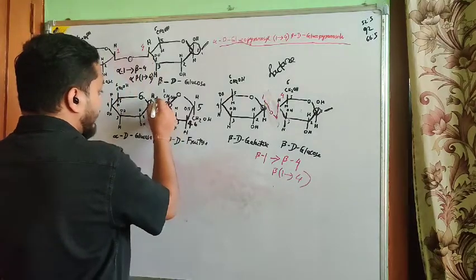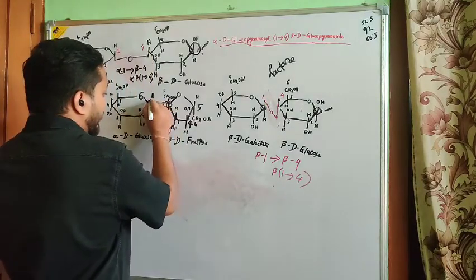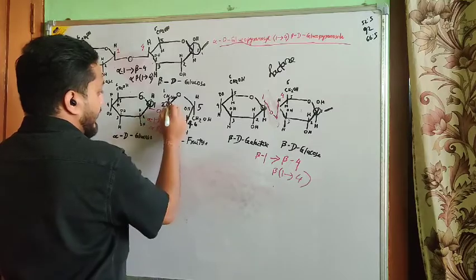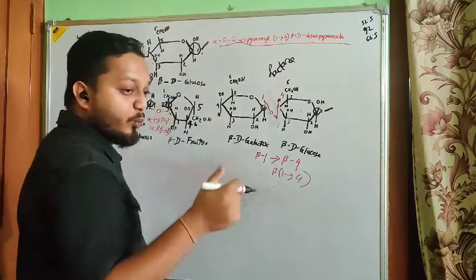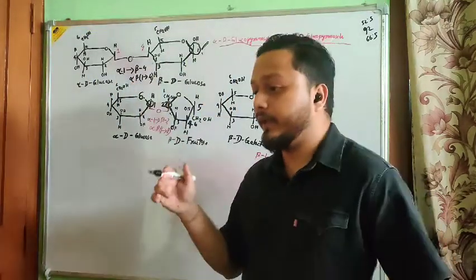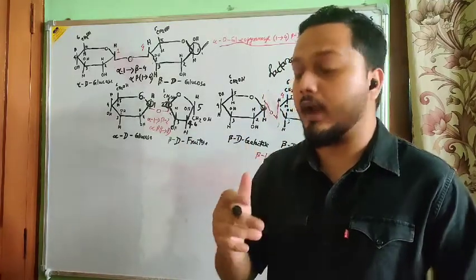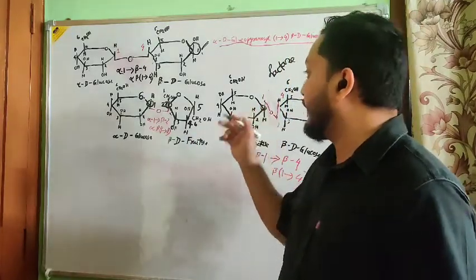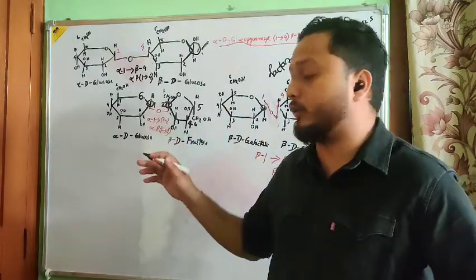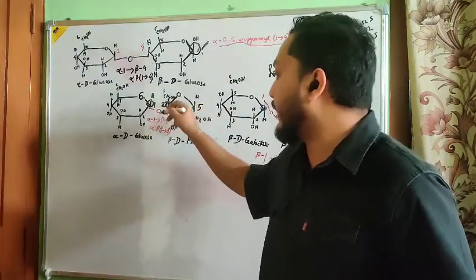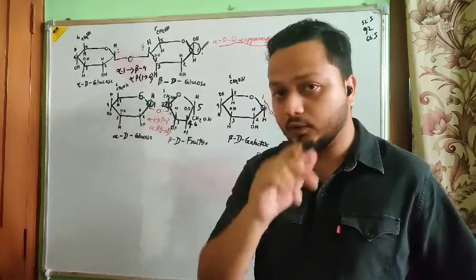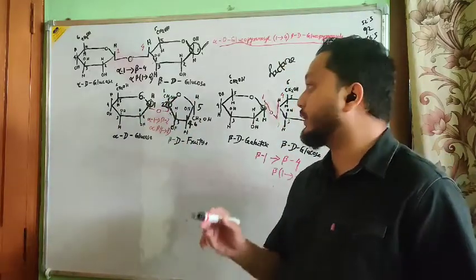But here in case of sucrose, this one is an anomeric carbon atom, and again this one is an anomeric carbon atom. Both take part in bonding. If there is a free anomeric carbon atom, then it is a reducing sugar, and if there is no free anomeric carbon atom, both anomeric carbon atoms take part in bonding, then it is known as a non-reducing sugar.